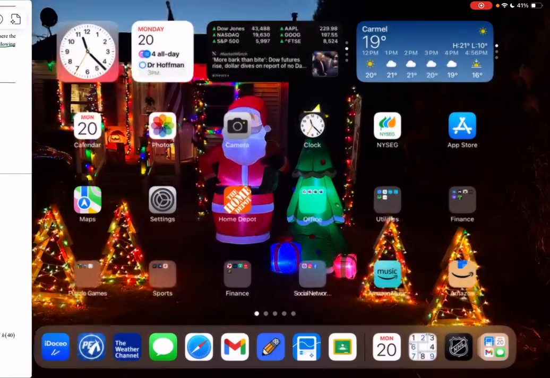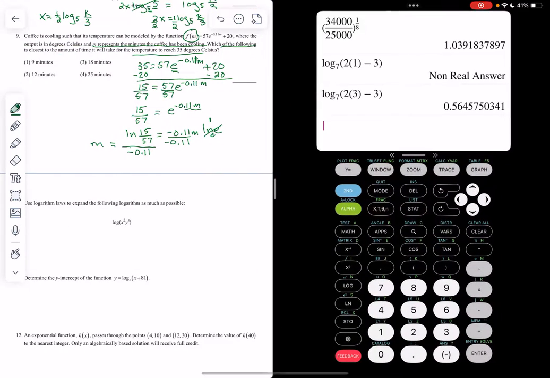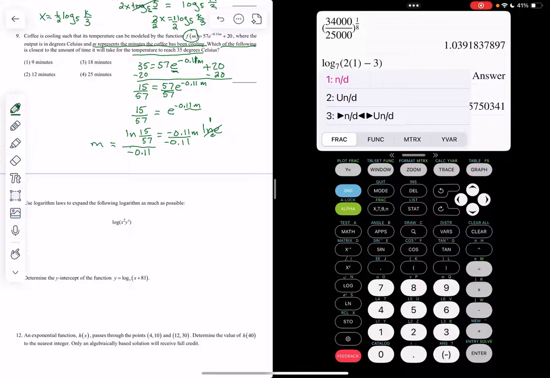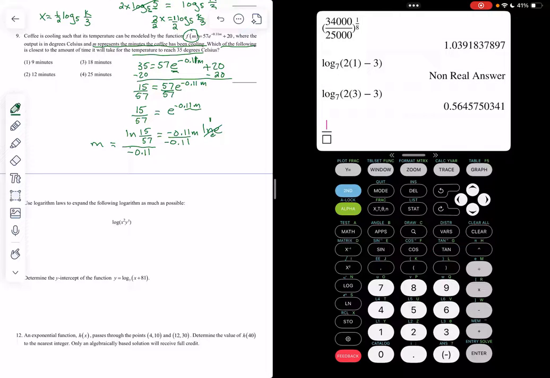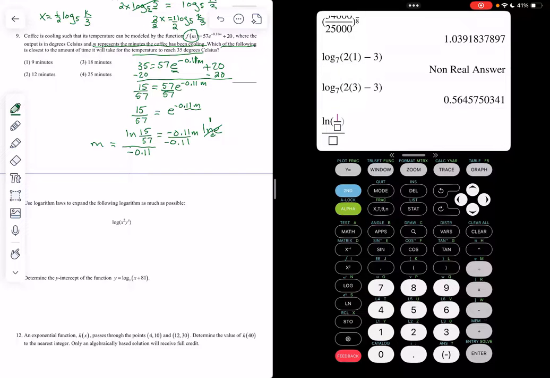So let's go to our calculators. How do we put in big messy fractions? A little bit at a time, as the old wise saying goes. All right, so I'm going to go alpha y equals 1. In the top of my fraction, I have the natural log, which is underneath the log button. I got to put in a fraction here, right? Second, y equals 1. 15 over 57. Okay, and then in the denominator, now I can scroll out till I get to the denominator, and that's negative 0.11.